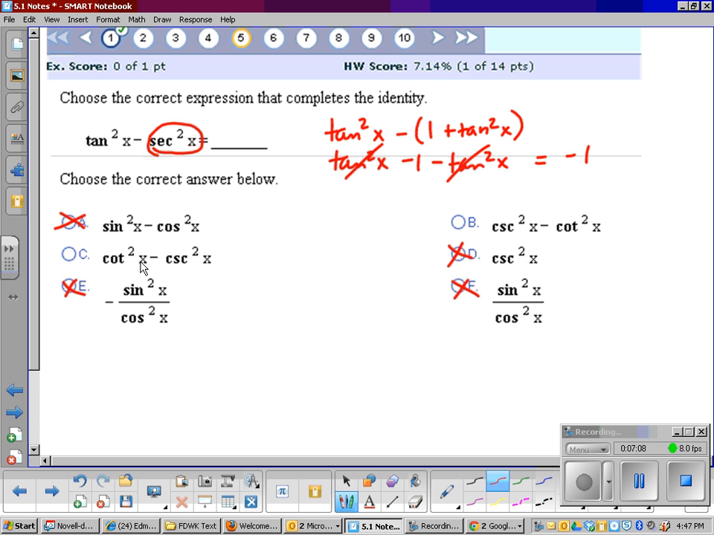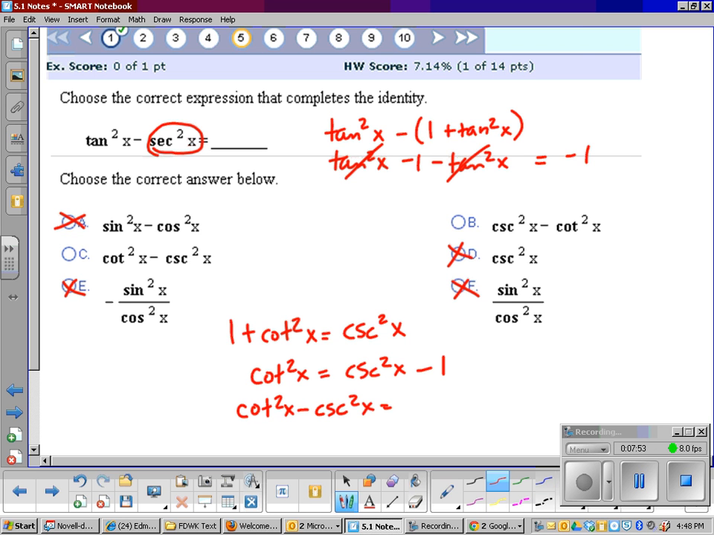So I'm left with B and C, and each of those looks like a rearrangement of 1 plus cotangent squared equals cosecant squared. So if we get our cotangents and our cosecants on the same side, like both of these examples have, then that should help us determine which one of these is our answer. So let's subtract the 1 because we need it to be negative. So cotangent squared x is equal to cosecant squared x minus 1. That gives us the negative 1 that we're looking for. Now we want both the cotangent squared and cosecant squared on one side, so let's subtract the cosecant squared. That gives me cotangent squared minus cosecant squared equals negative 1. So this is my answer choice right here.